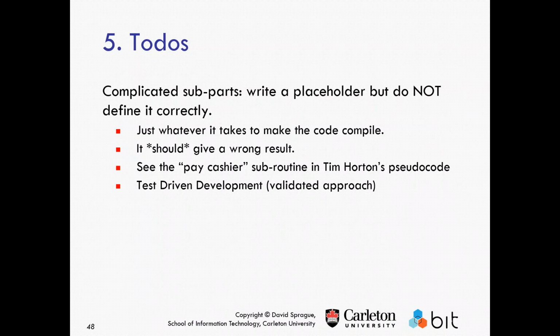And for the time being, it should give the wrong result, and then later on you can fix it. This is what's called test-driven development. It is huge in industry. It is sort of the standard approach for most programmers. You write your tests, then you write your code, then you make your tests pass.